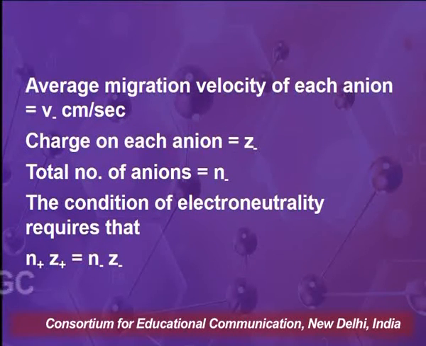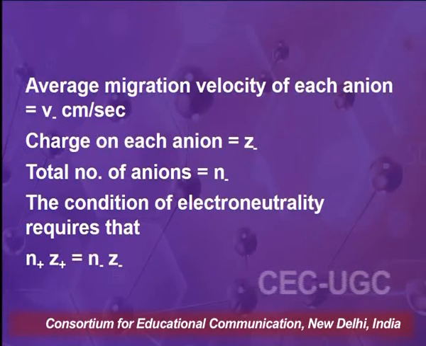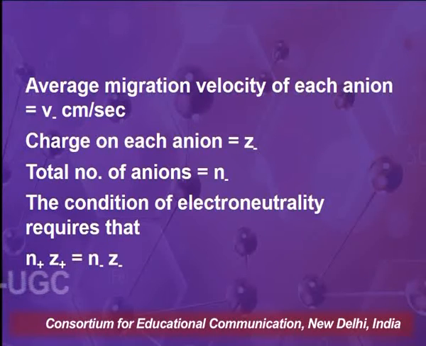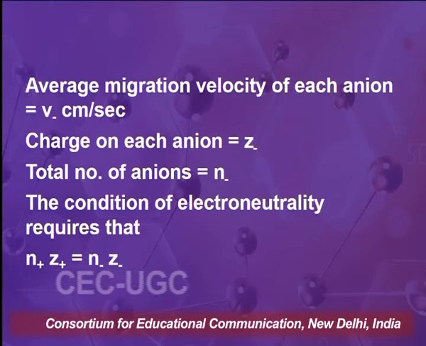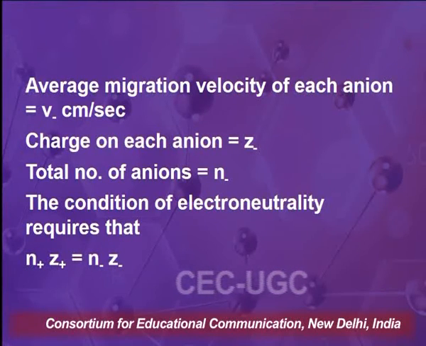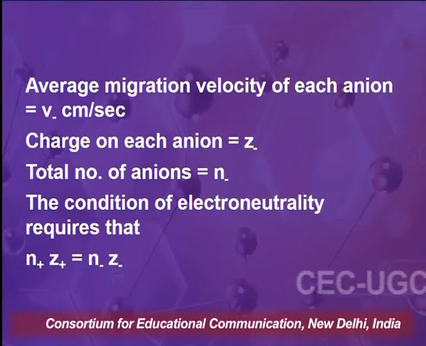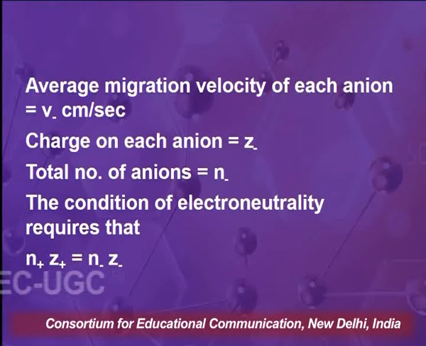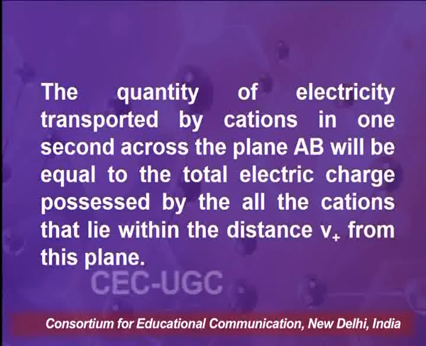Average migration velocity of each anion is equal to V minus centimeter per second. Charge on each anion is equal to Z minus. Total number of anions is equal to N minus. The condition of electroneutrality requires N plus Z plus is equal to N minus Z minus.